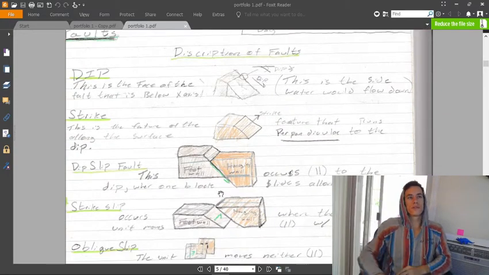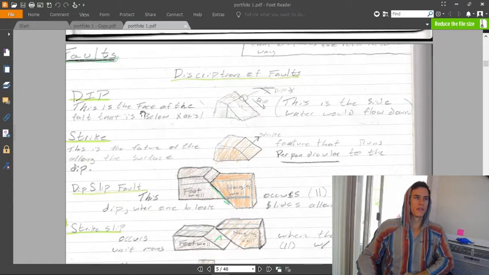Okay, faults. So, description of a fault. This is the face of the fault that is below the x-axis. This is the side where water would flow down. Oh, it's talking about dip and strike.